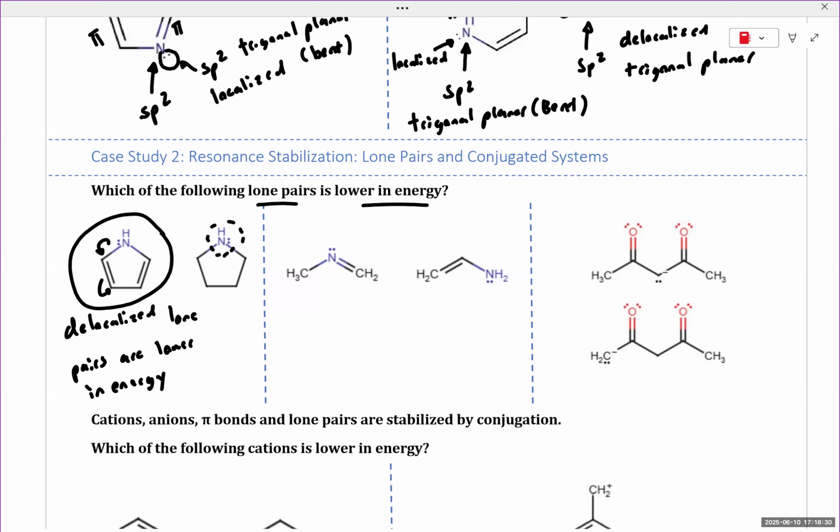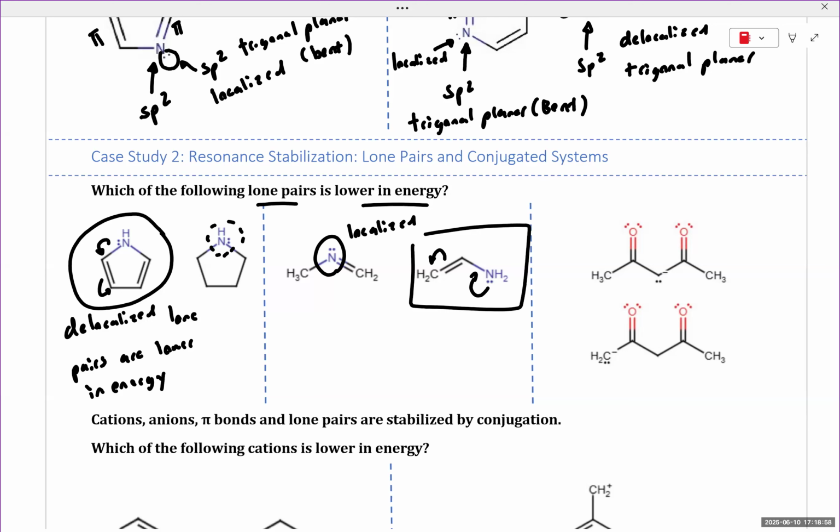I'd like you to take a moment and approach these next 2 examples, and I'd like you to tell me which of the following lone pairs in these next 2 examples would be lower in energy. Okay, so again, here we have a localized lone pair versus a delocalized lone pair. The delocalized lone pair is going to be lower in energy.